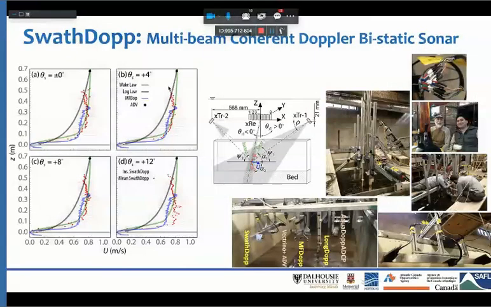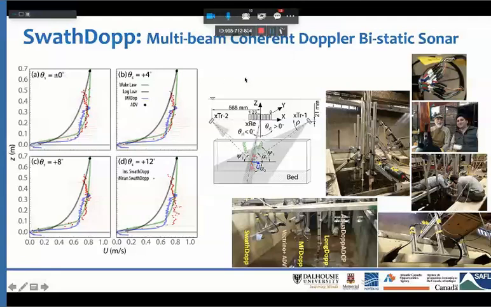Now, I'm just going to introduce what I'm doing right now in the projects that I'm involved in. One is SWAT-UP. It's a multi-beam coherent Doppler bistatic sonar. Bistatic means that the source and receiver are in different positions. If you have an ADCP, you're going to have 4 beams that diverge from each other. And if you want to resolve turbulence, you assume that the turbulence is homogeneous inside this area.